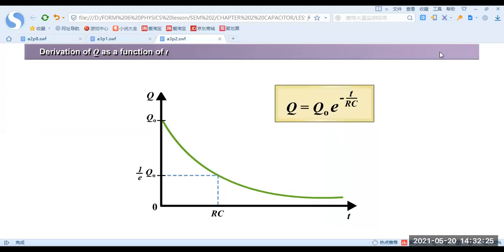The graph of charge against time shows that the charge Q reduces with time. Where the time equals RC, that means Q is equal to 1 over e times Q naught. When this t equals RC, that means negative RC over RC, and RC over RC is 1, right? That means the power is negative 1. That means it's 1 over e. You see?